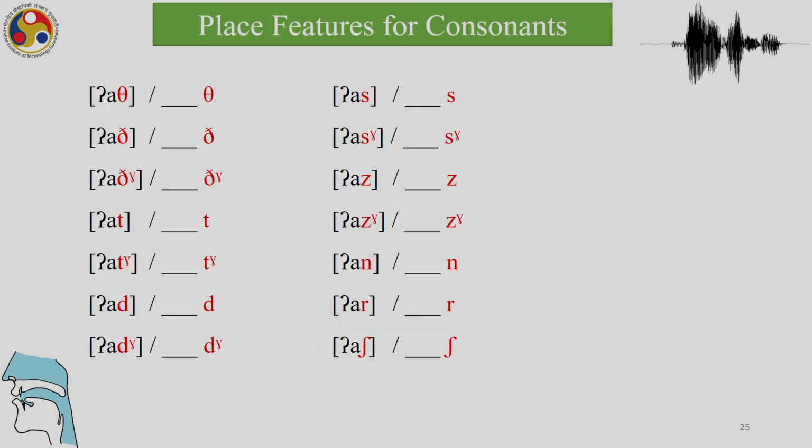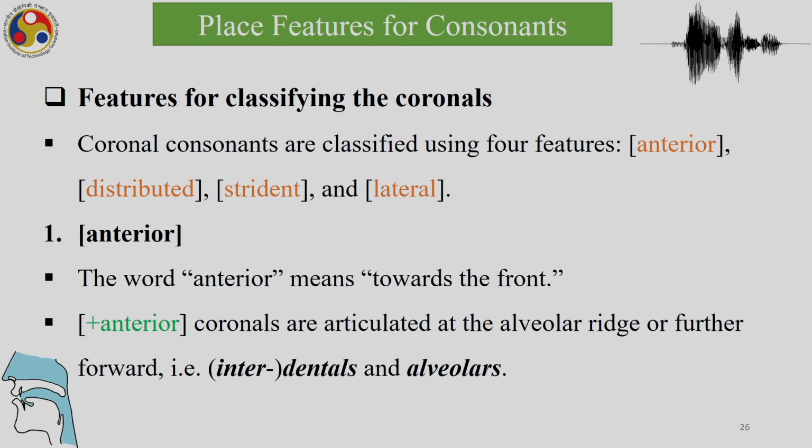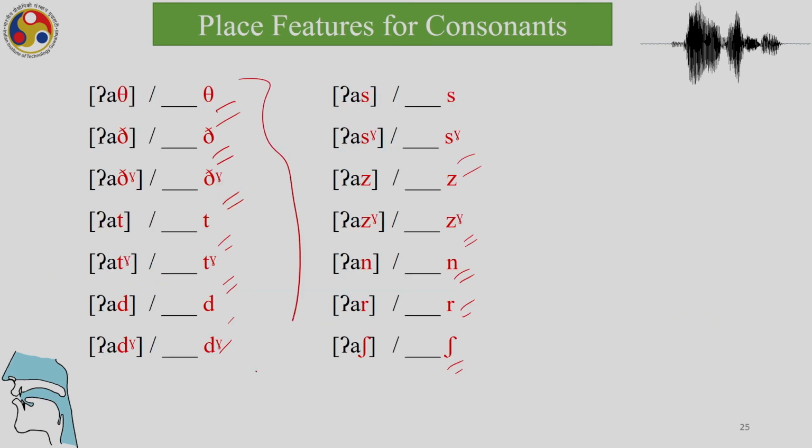So now what is the environment for gemination? We have all these environments here. We have dentals, we have alveolars, we have also nasals, and we have approximants, and these are all coronal or dental. So they could all be expressed with one feature if they belong to one natural class.